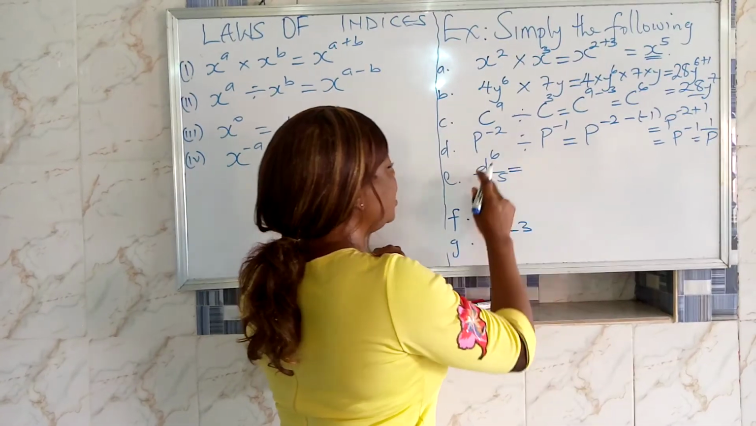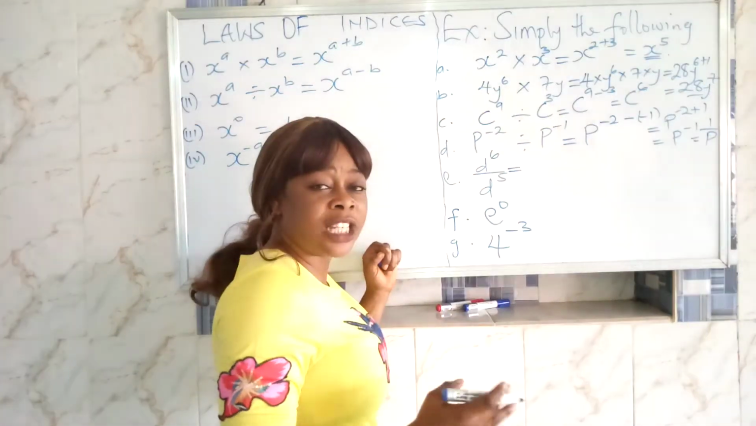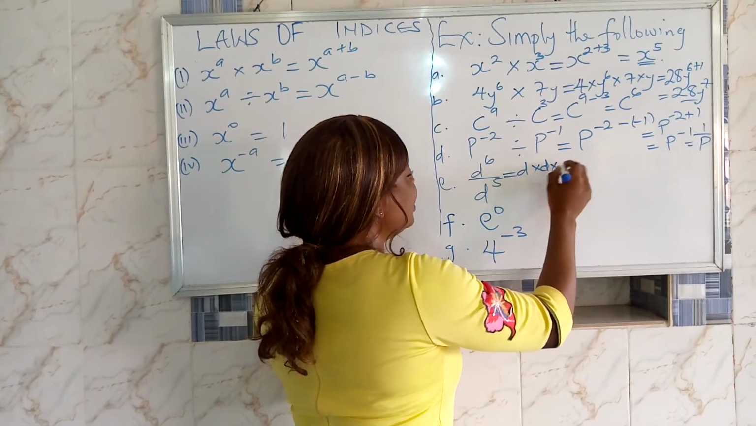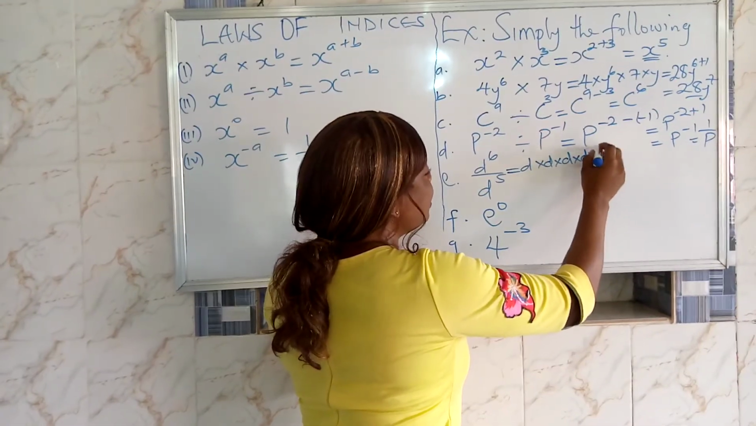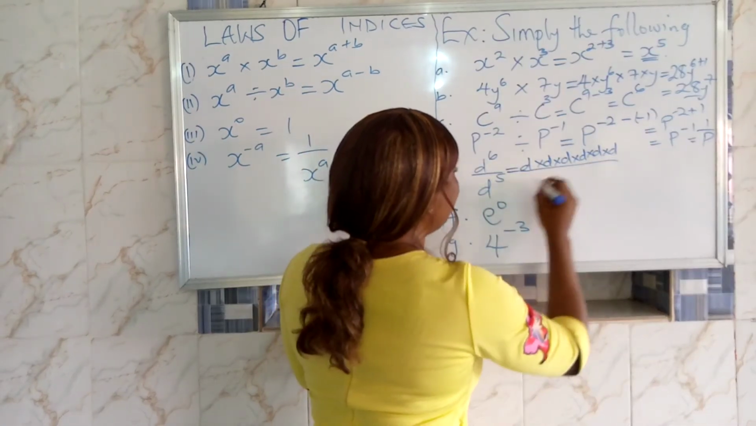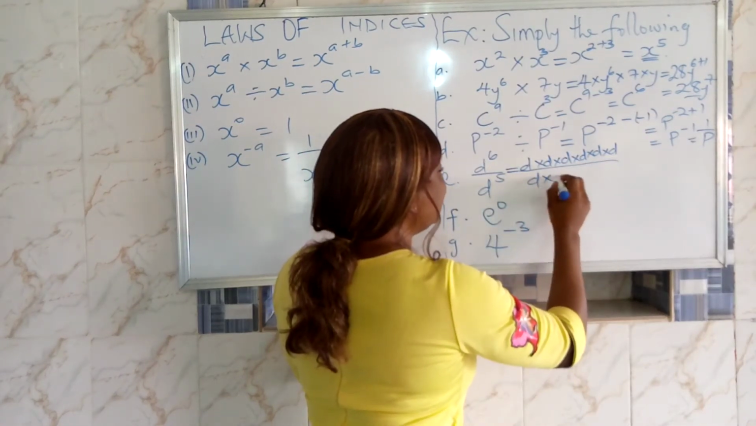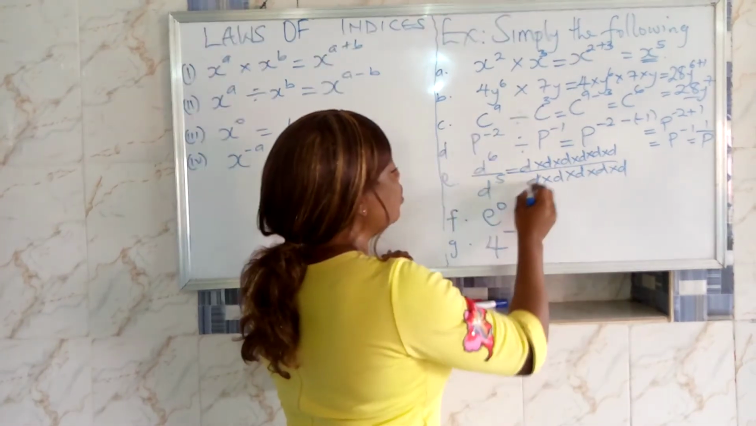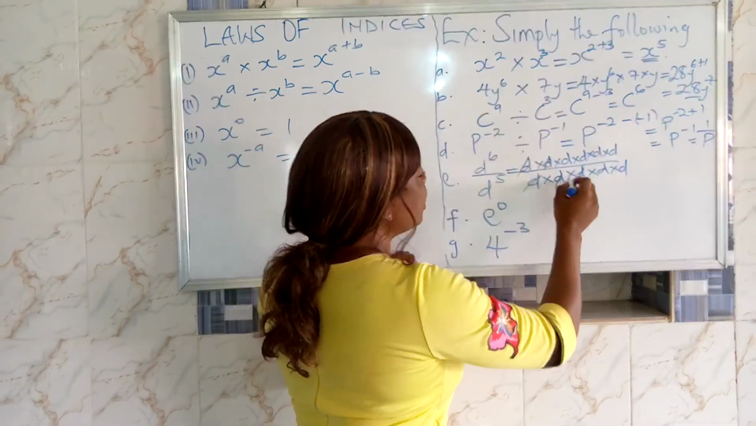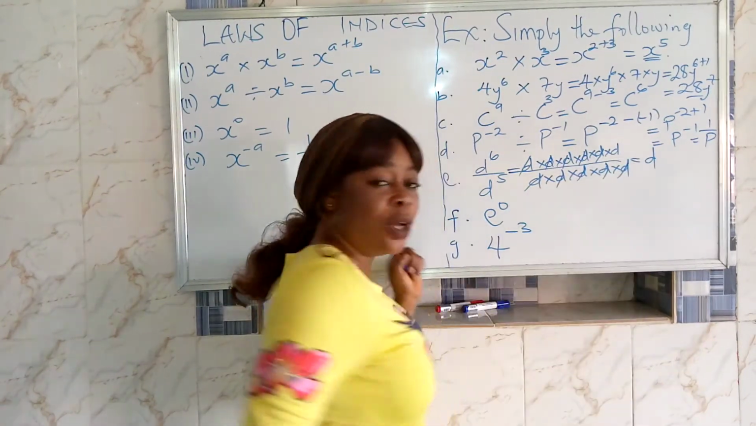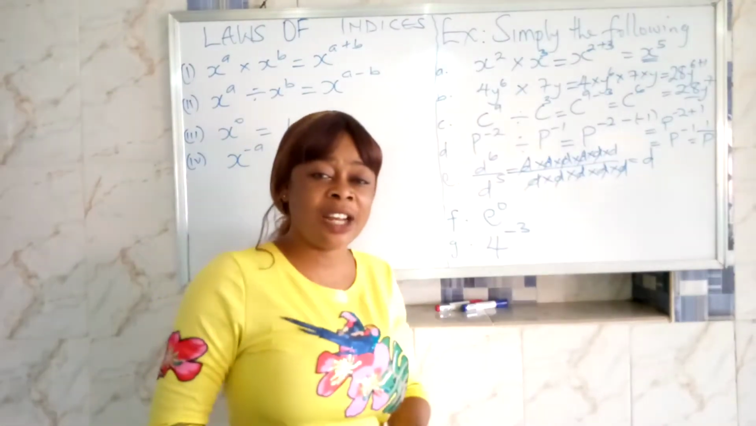The next one, d raised to the power 6, that is d in 6 places. I can say d times d times d times d times d times d, 1, 2, 3, 4, 5, 6, divided by d raised to the power 5, that is d times d times d times d times d. So the first part will cancel, this cancels this, and so on. At the end of the day, I have only one d. And I can solve it using another method.